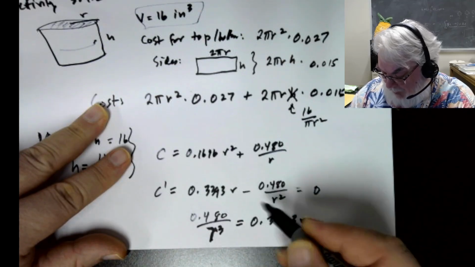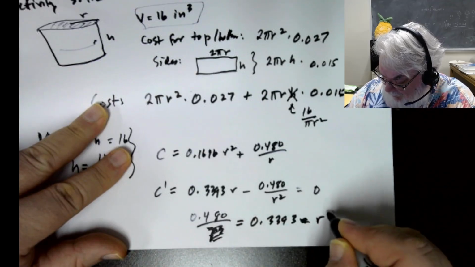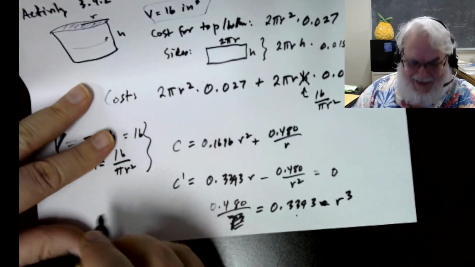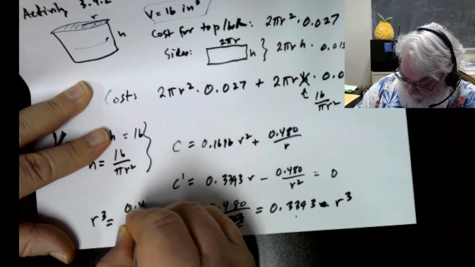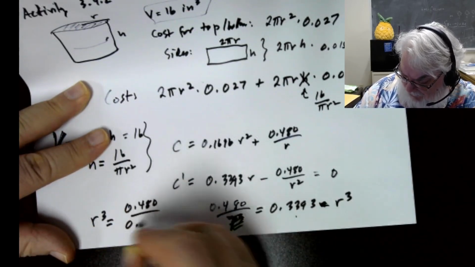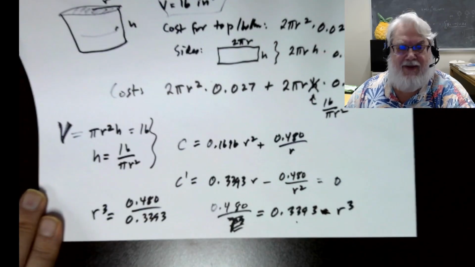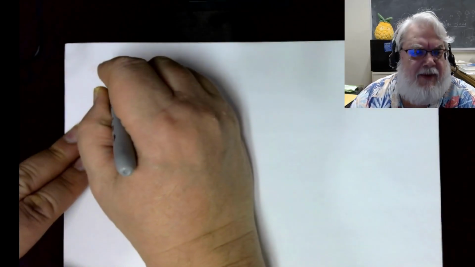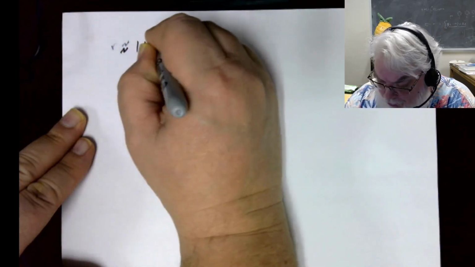So now I guess I could have multiplied both sides by r squared. Oh well. Let's get rid of that by multiplying both sides by r cubed, and then divide by 0.3393. So r cubed is going to be 0.480 divided by 0.3393. There we go. And now our r, let's get a new page. I hate to have to go to a new page, but our r turns out to be approximately 1.123.